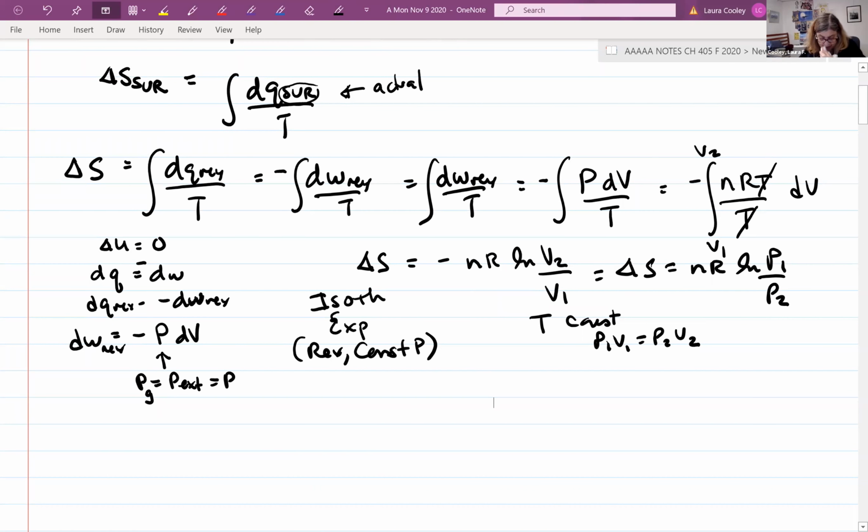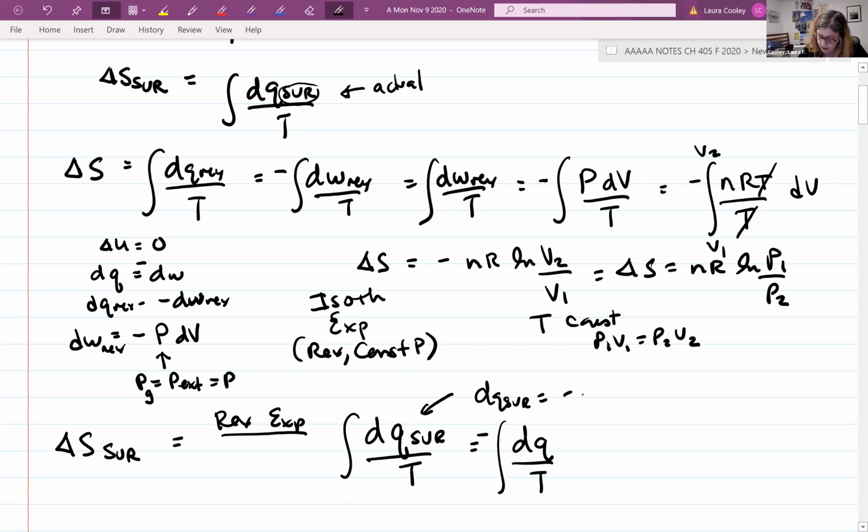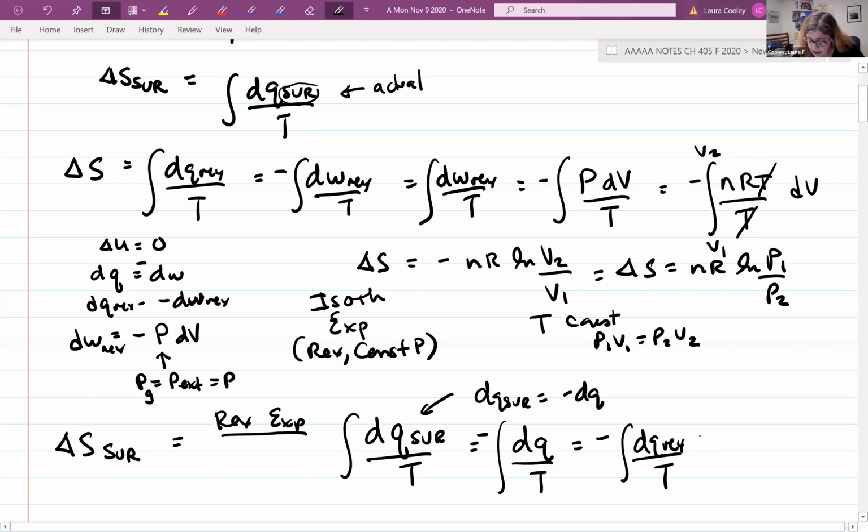For the delta S surroundings, well, for the reversible expansion, now it matters what expansion we're actually talking about, because this is dQ sur for the actual process that we're talking about. And if it's reversible, it's always minus dQ. So dQ sur, this is another thing we used probably for the first time last time, that dQ sur is the negative of dQ. And since it's reversible, it's dQ rev.